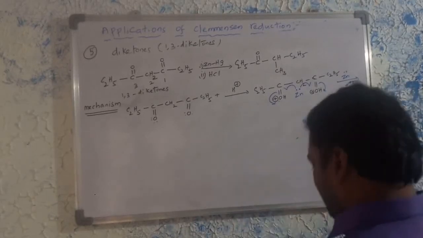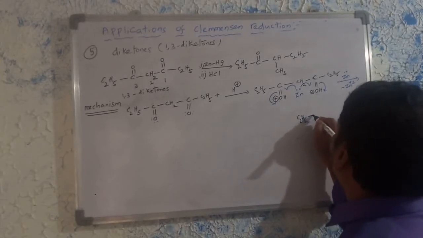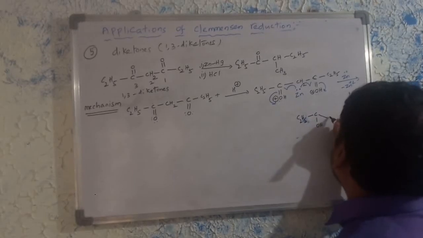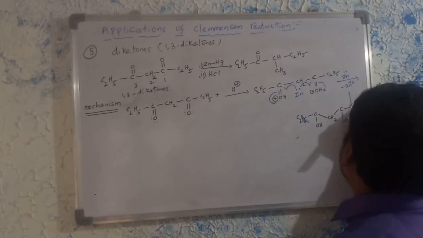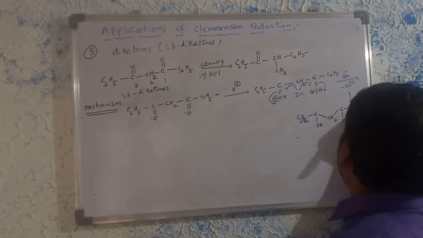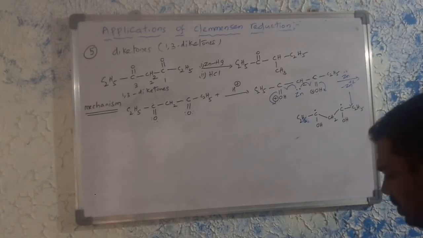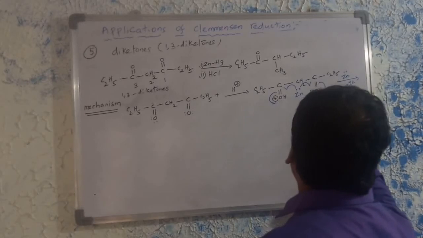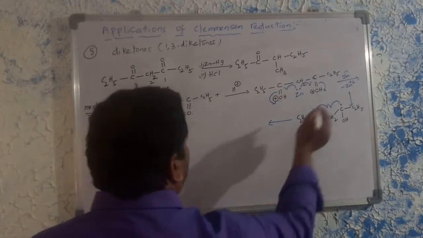The product is C2H5 C OH CH2 C OH C2H5. So the radicals are here. These two radicals undergo cyclization, converting into a three-membered ring.